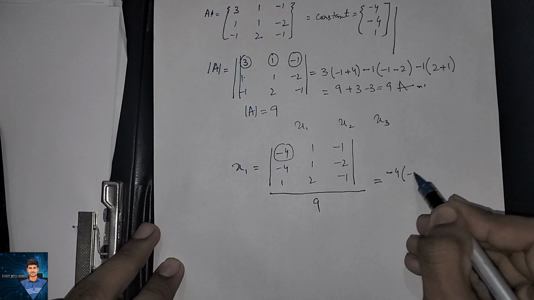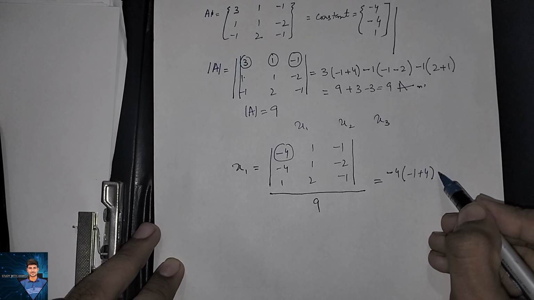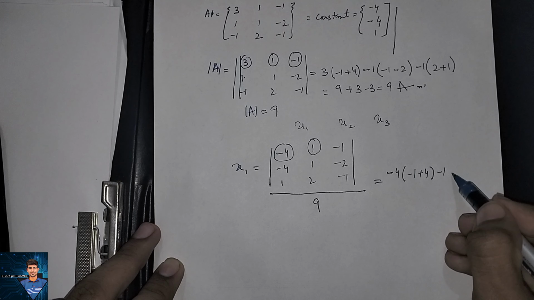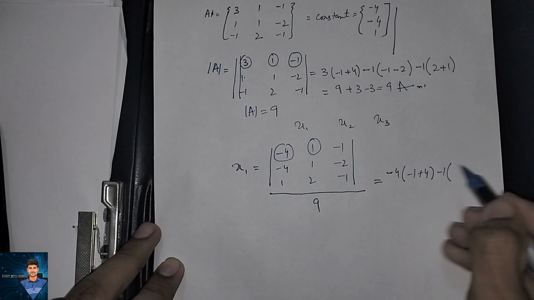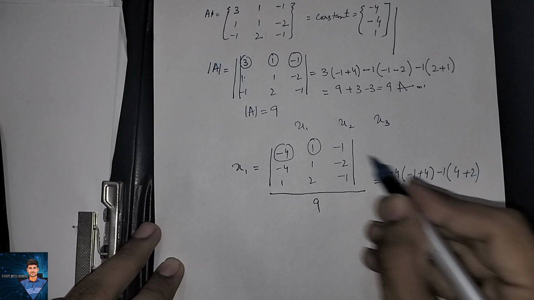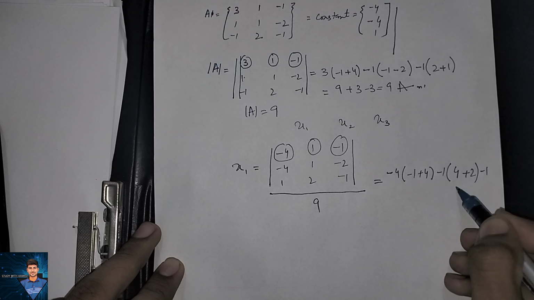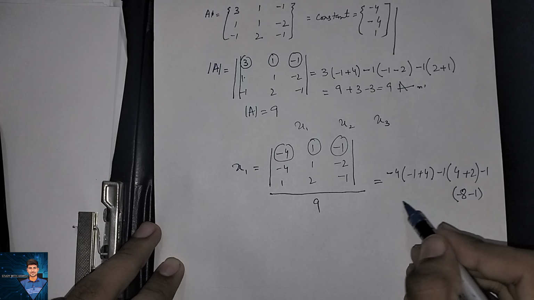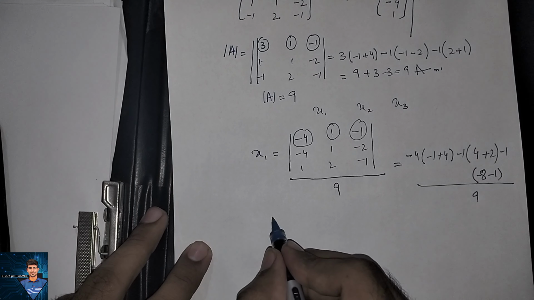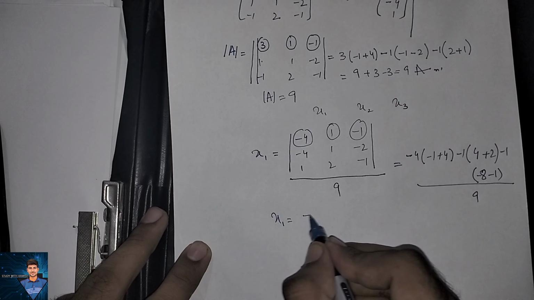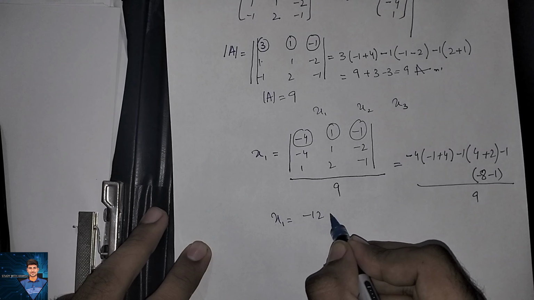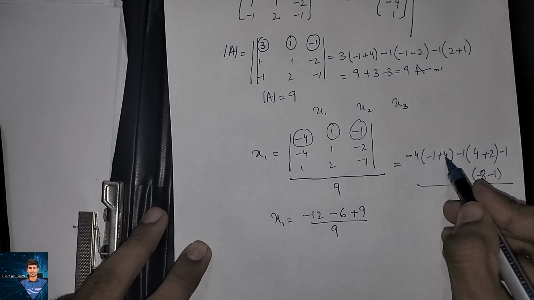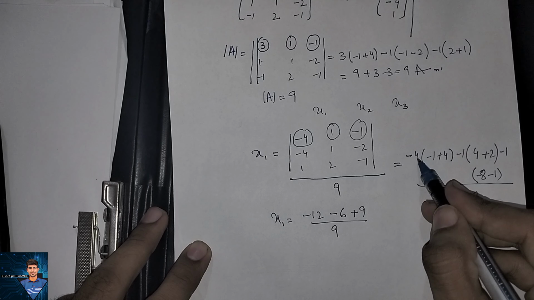So -4 into -1 plus 4, and it will be -1 as I am considering the second row. So minus is of the formula, and again we will ignore this. -4 into 4 plus 2, then again take this -1, and 4 into 2, -8 -1, whole divided by 9. For the value of x1 it will be -12 -6 plus 9 upon 9, as 4 minus 9 -1, 3 into 4 -12.